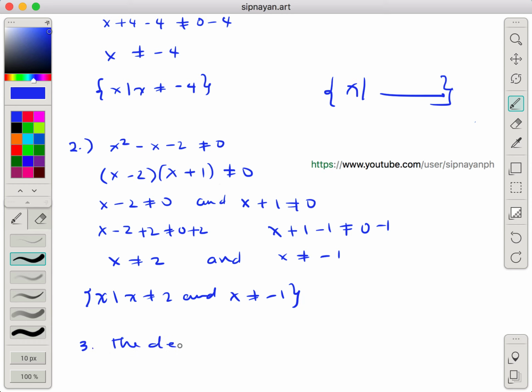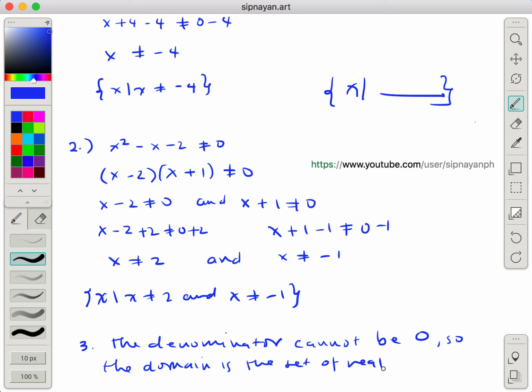So denominator cannot be 0. So, the domain is the set of real numbers. So usually, ang symbol ng real numbers ay parang ganito, R siya.